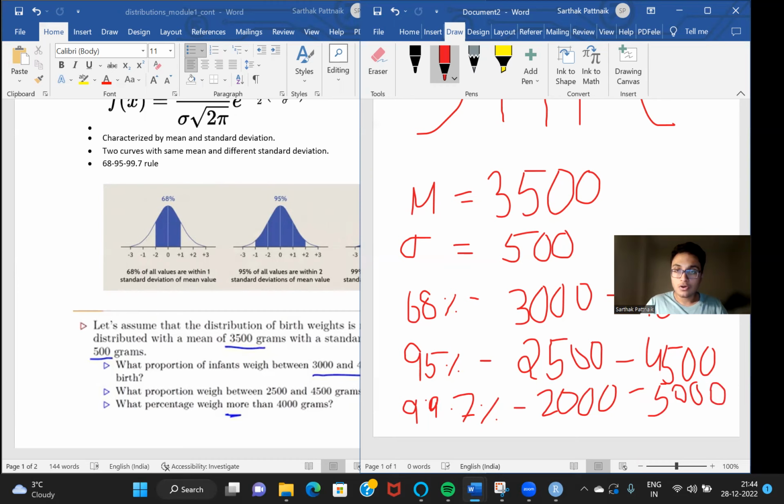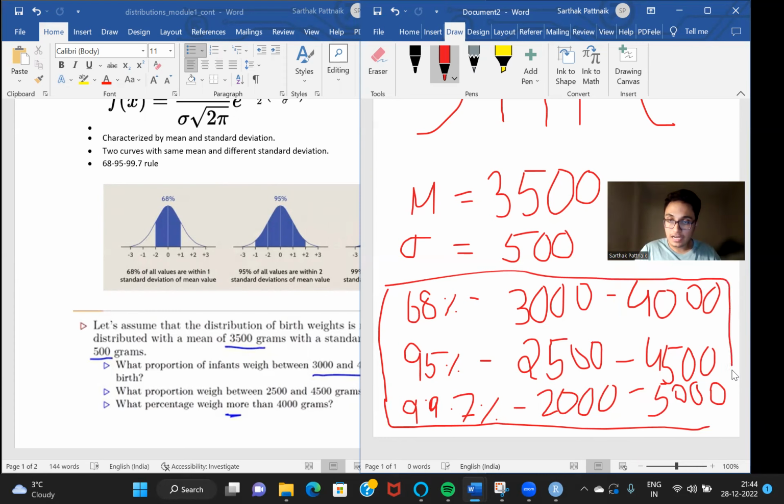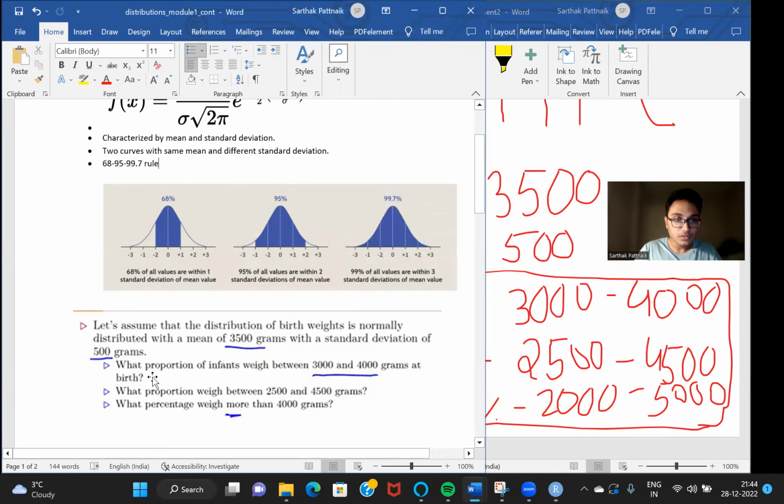So, all in all, this is what the equation looks like. This is derived completely from the 68, 90, 95, 99.7 rule. And so the question asks, what proportion of infants weigh between 3,000 and 4,000? You know the answer, it's 68%.